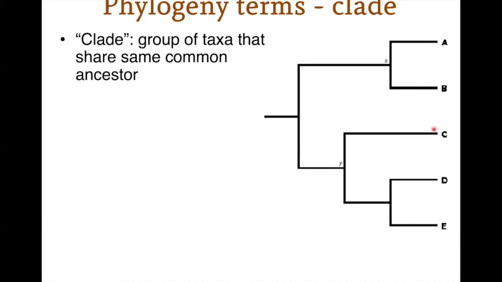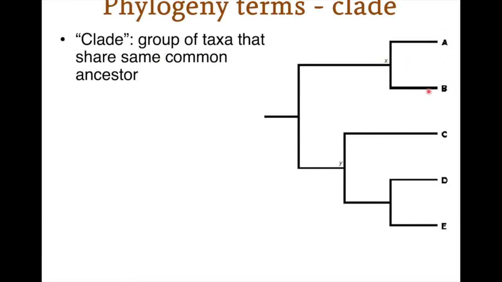You can make phylogenetic trees out of any taxonomic group. These could be individual organisms in a population, they could be species, you can go as far as different domains of life. It doesn't matter, you can do them for whatever taxonomic groups of organisms you happen to choose. And the fundamental group of a phylogeny is this term clade. That's a group of taxa that share the same common ancestor.